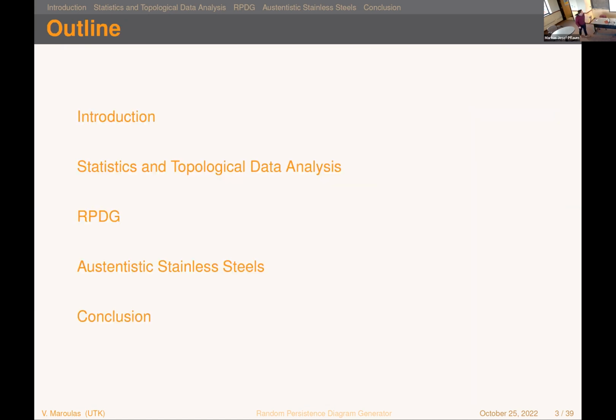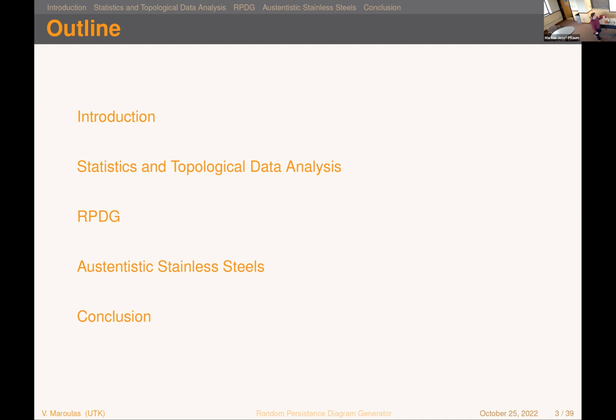Okay, so I'll start this talk by introducing the problem under a bigger umbrella, what it's about. And then I'm going to delve into how I view this problem. The idea is how to bring statistics and topological data analysis together to get a product out. That product led to what I call a random persistence diagram generator. You could think of that as an analog of a number generator. So I developed a random persistence diagram generator.